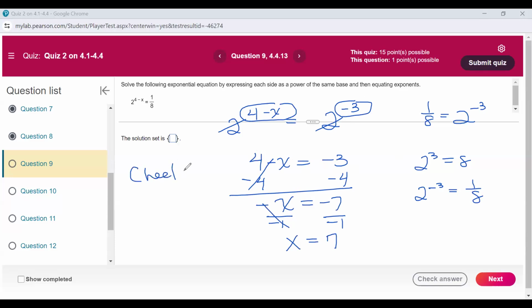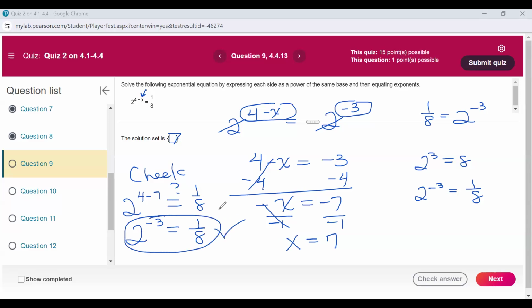The way you can check, so the solution set, I will put 7 there, is you can just plug 7 back into x and say 4 minus 7. Does that give you 1 over 8? Well, 2 to the negative third is equal to 1 over 8. And of course, you could check that using the calculator.